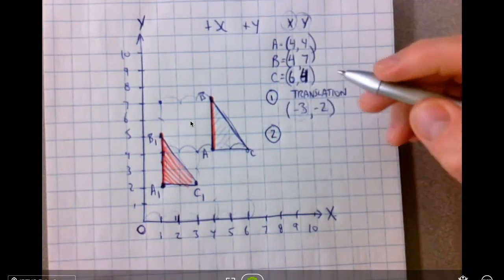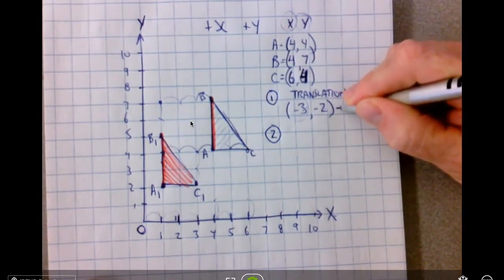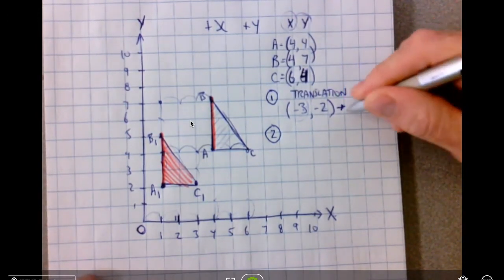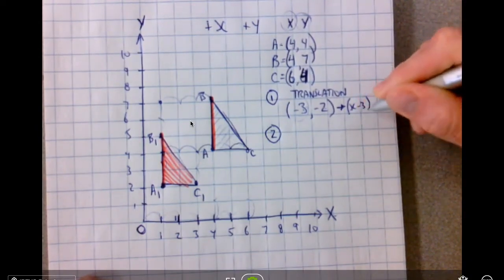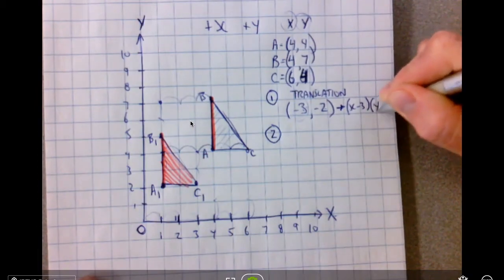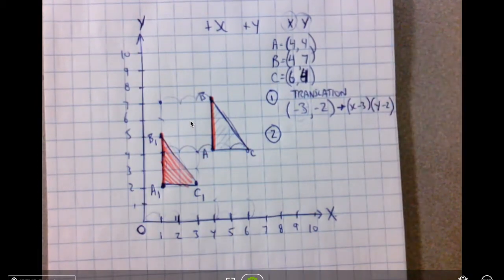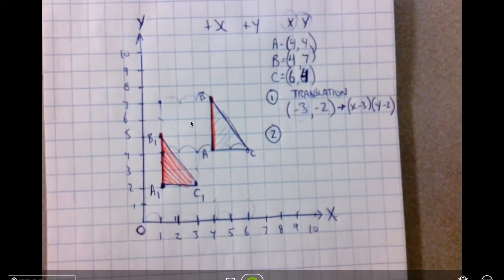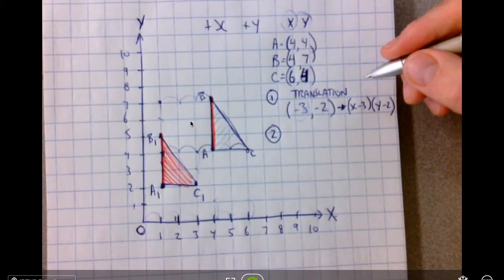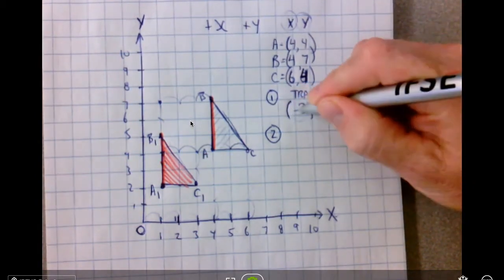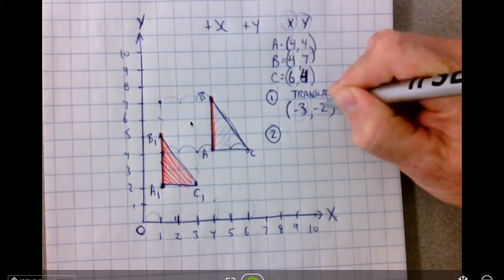So that's a translation, and we'll call that number 1. I modeled that one with you. What I'm going to get you to try is another translation. Before I show you, sometimes mathematicians will write it this way. They'll say x minus 3, and then y minus 2. That's another way of writing it. You might see that sometimes in textbooks, or on a test or an assessment.